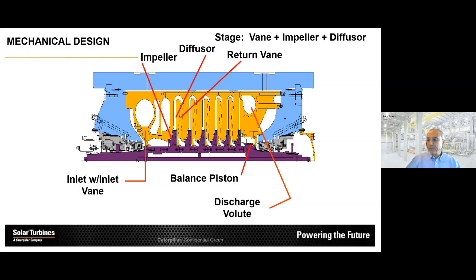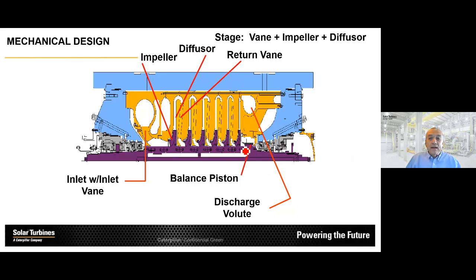If I look at a cross-section of a centrifugal compressor, we see in this slide first the aerodynamic component of the machine. The gas would come into the machine through the inlet, go through a vane, would see the first impeller, then go through a diffuser, and then through a return vane into the next impeller. Then we repeat that several times, and after the last impeller, we capture the compressed gas in a discharge volute. The axial forces that are generated in this compression process are balanced by a balance piston that you see here.